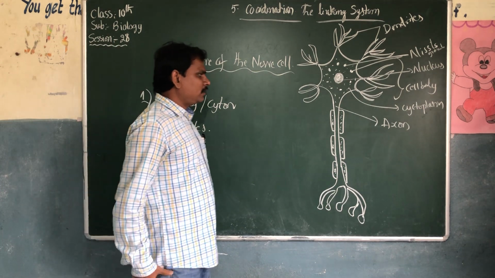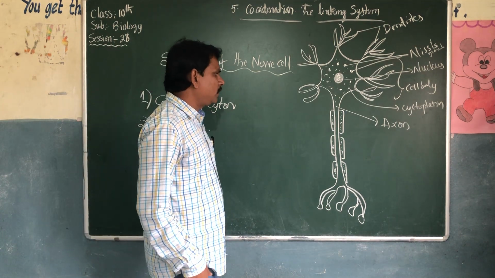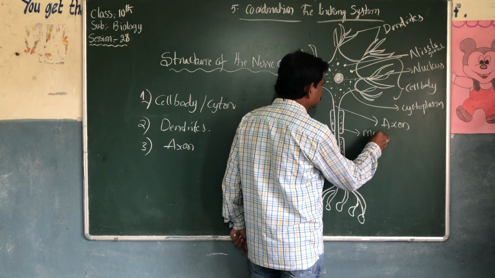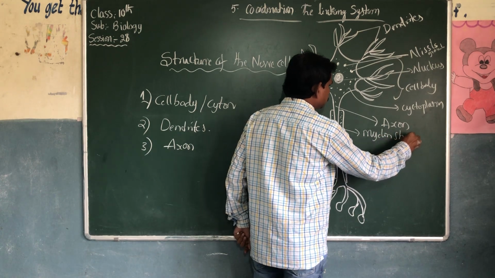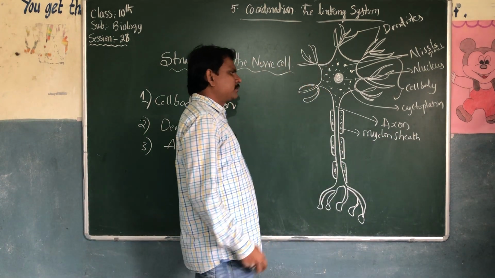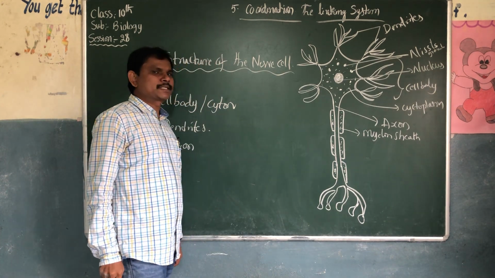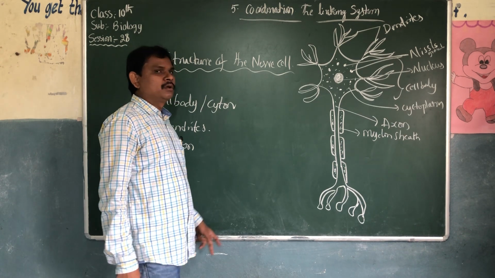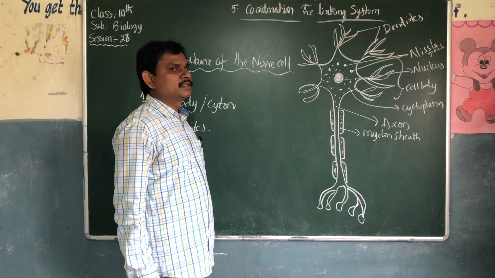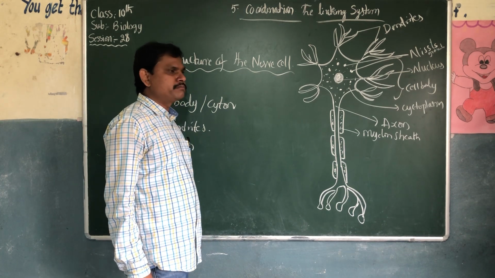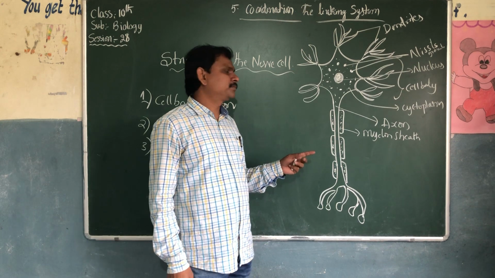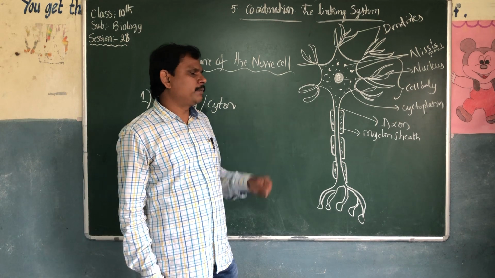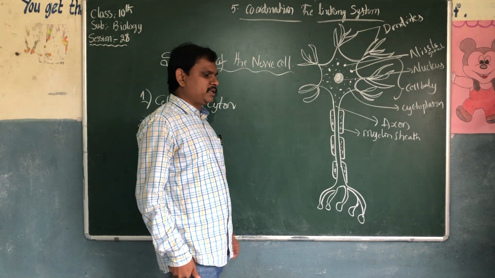This axon consists of a myelin sheath. This myelin sheath is made up of squamous cells. The squamous cells are nothing but fatty materials. The myelin sheath consists of squamous cells, which are made up of fatty materials.